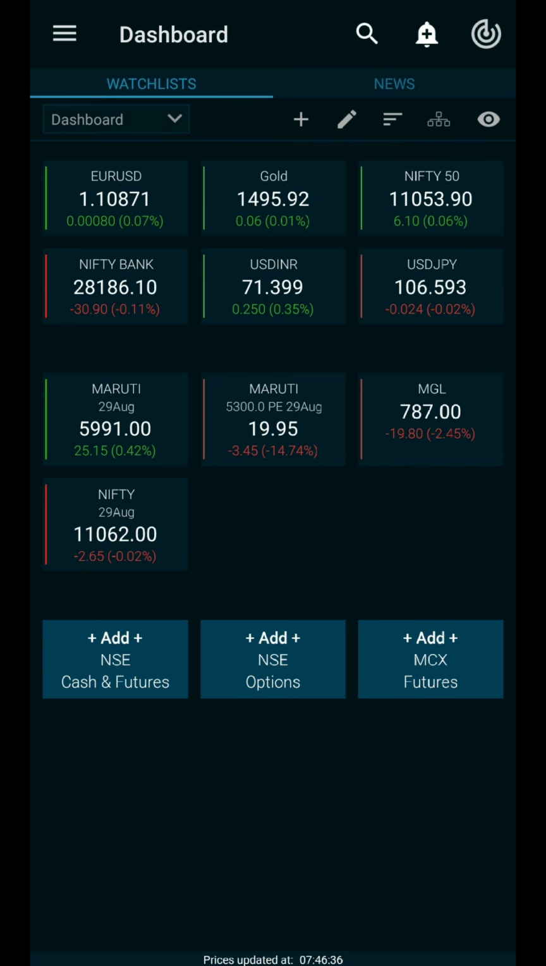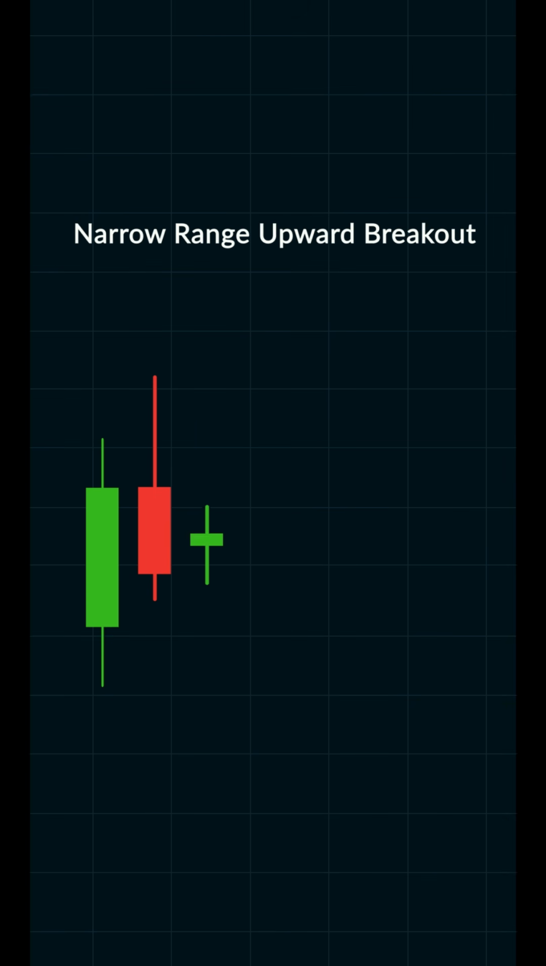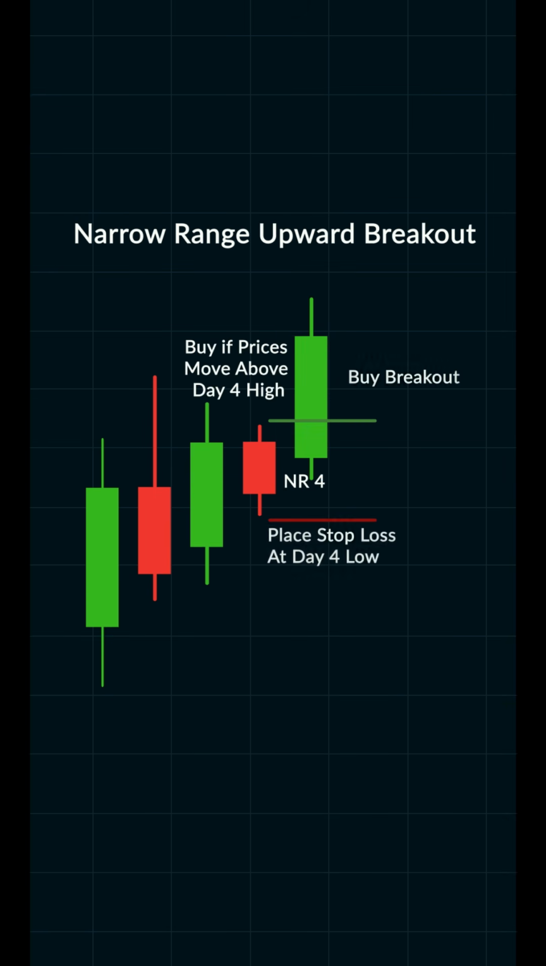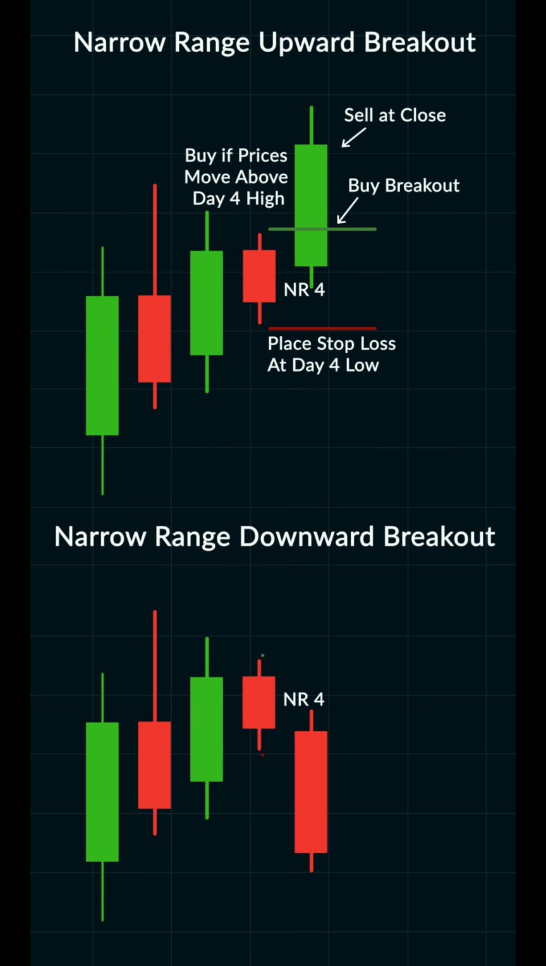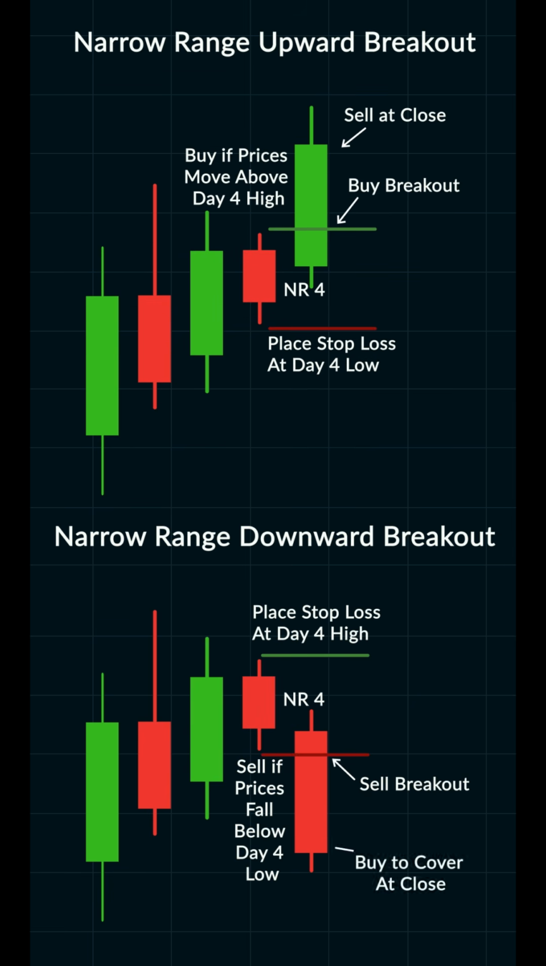You could add your own filters like volume or another indicator to confirm your directional bias and only trade that. Here's a quick visual refresher on the trading rules of the strategy for upward and downward breakouts before we dive into the scans.